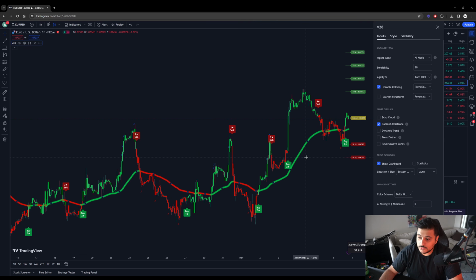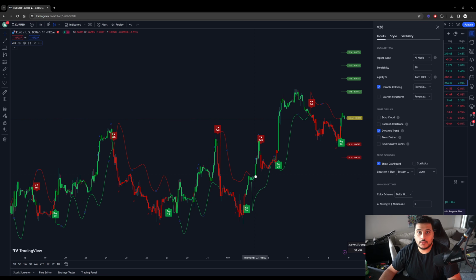And you can also use this to capture trends that are currently happening in the market. So for example, we had a green Radiant Assistance here, and we had a buy signal right on top of it. This gave us a little bit extra confirmation that the market was in a bullish state. So we could have taken this trade over here and we'd have made really good profit, because look how far it ran. And again, we have the dynamic trend over here.